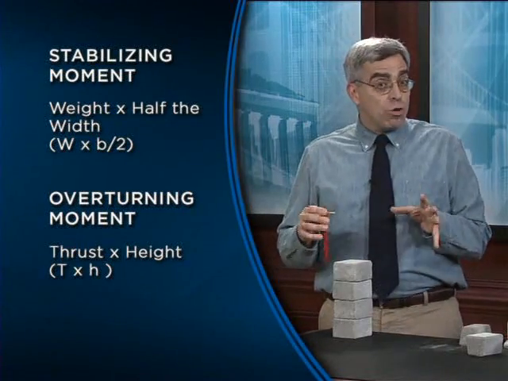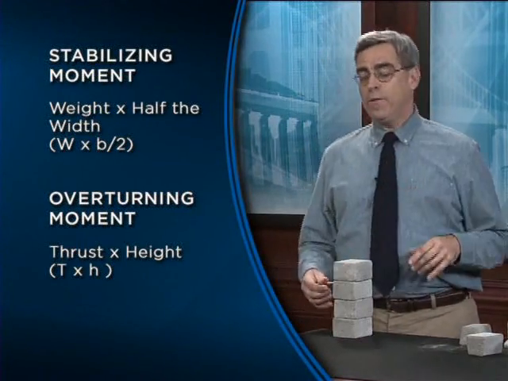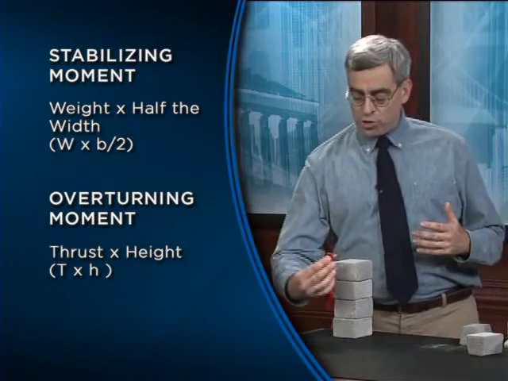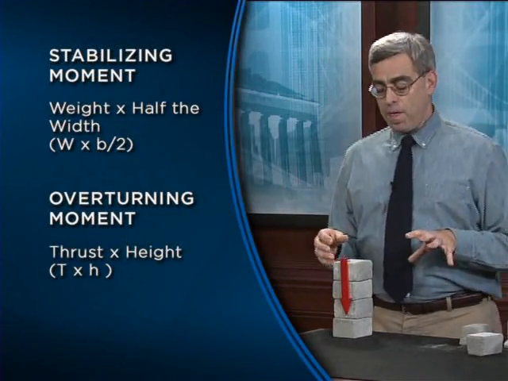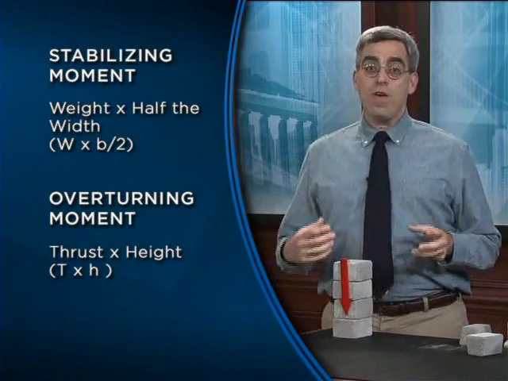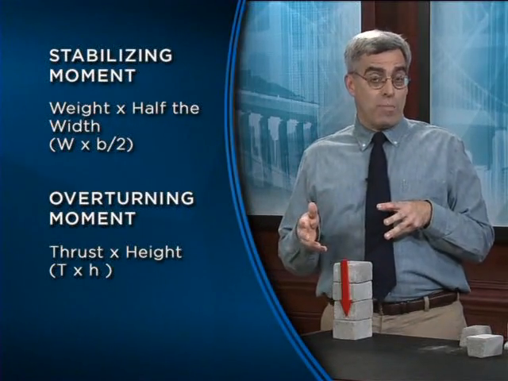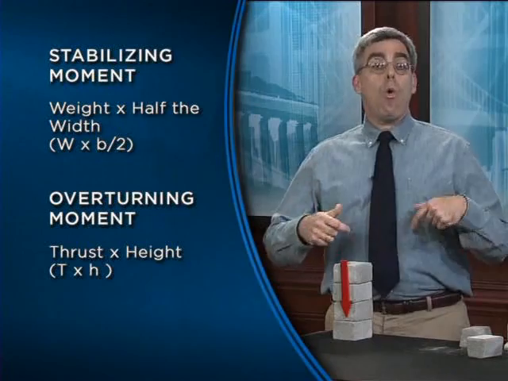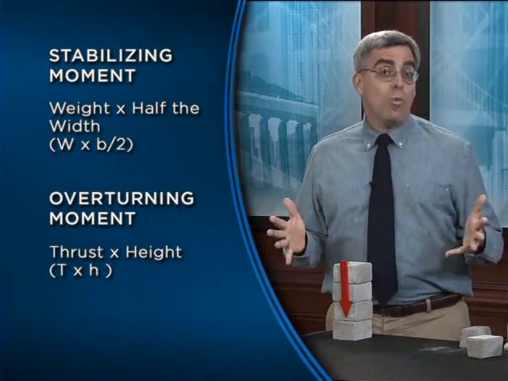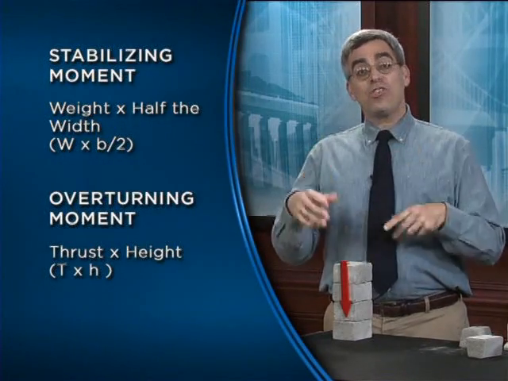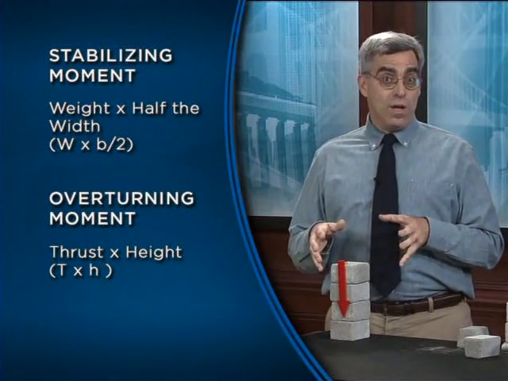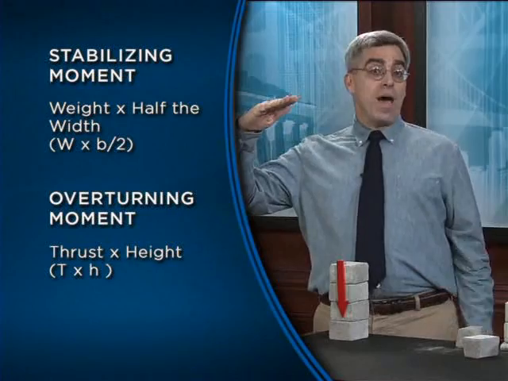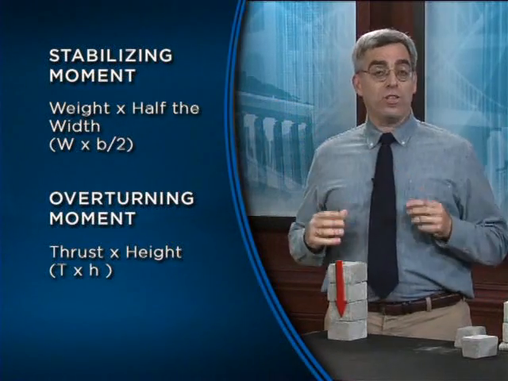So we can make a column more stable by making it less high. The other way to stabilize the column, of course, is to maximize the stabilizing moment. That's weight times half the width, and therefore we can maximize that quantity by either increasing the weight or by increasing the width. So in summary, we have 3 different potential ways to stabilize a column that's being acted upon by the lateral thrust of an arch that's resting on top of that column.